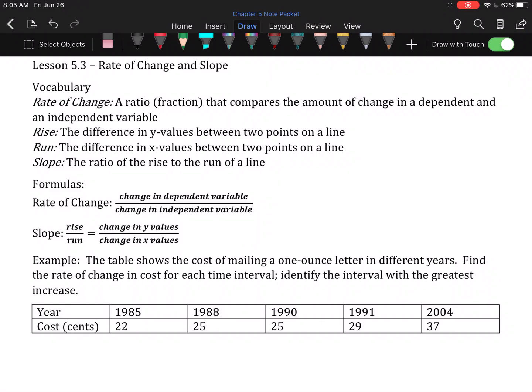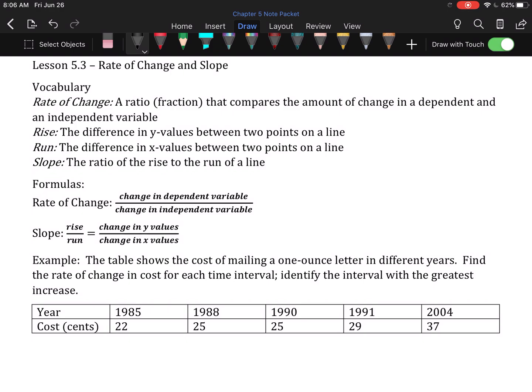Lesson 3 of Chapter 5 is going to talk about rate of change and slope. This is something that we did briefly visit in pre-algebra, but we're going to hit a bit harder this year. So, rate of change is a ratio, which means a fraction, that compares the amount of change in a dependent and an independent variable. The independent variables, by the way, are our x's, and dependent variables are y's.